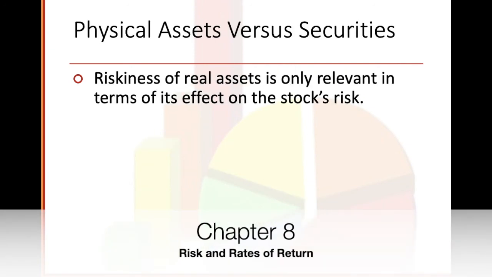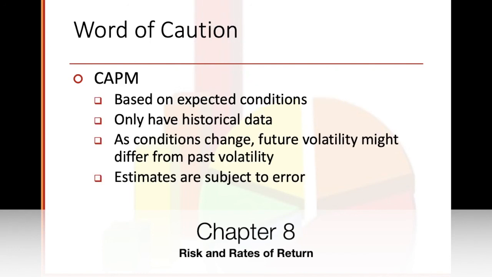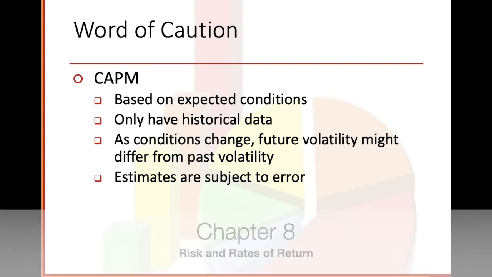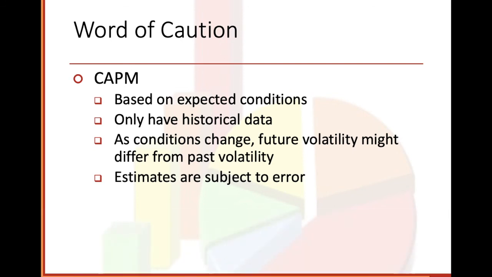Physical assets versus securities. Riskiness of real assets is only relevant in terms of its effects on the stock's risk. Word of caution: CAPM is based on expected conditions, but we only have historical data. As conditions change, future volatility might differ from past volatility. And again, you're looking into the future, so you really don't know. Okay. Estimates are subject to error, and there's a lot of error. So that's some things that you need to take into account, or corporations need to take into account.